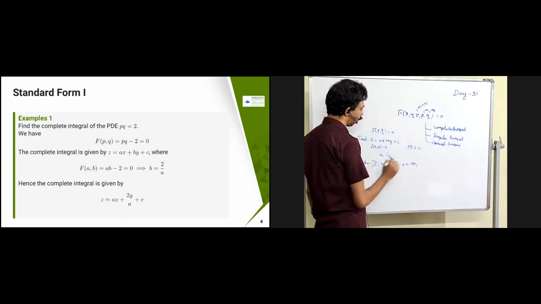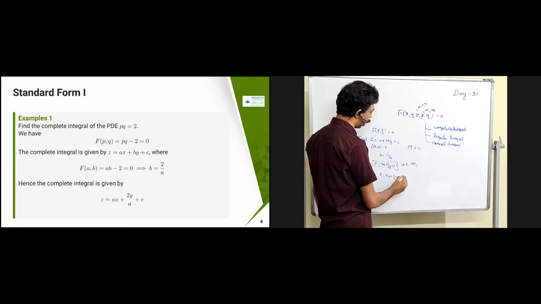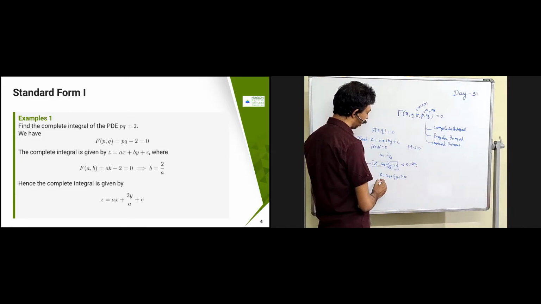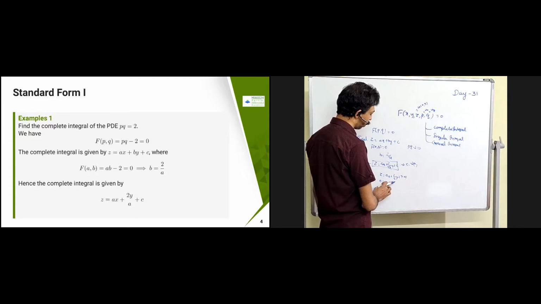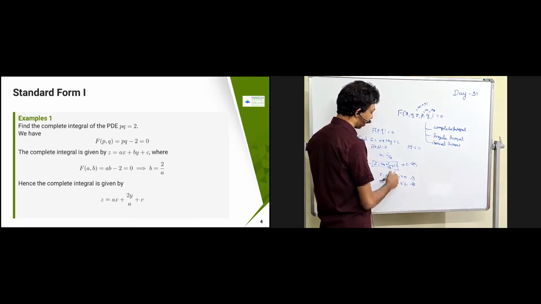For the general integral, you have to assume c is equal to psi of a. Then you will get z equal to ax plus 2 by a y plus psi of a. Okay, then you differentiate this with respect to a. This is going to become x minus 2 by a square y plus psi dash of a. Now you solve these two, and then find the answer.